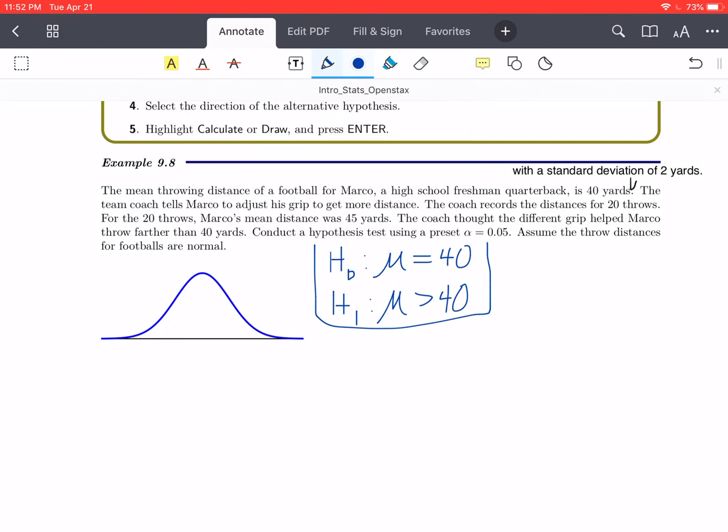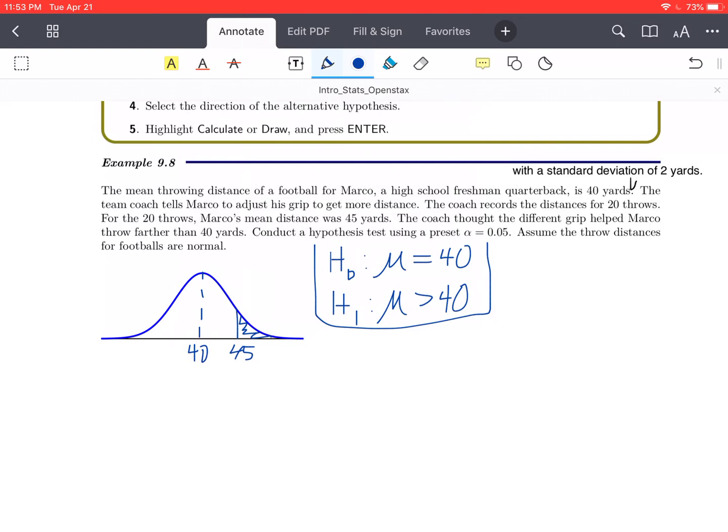So the status quo, he's still throwing 40 yards. The alternative, he's throwing more than 40 yards. On our graph, if that's 40, and somewhere up here is 45, the question is: is that result statistically significant? Is this significant enough to make our claim here?